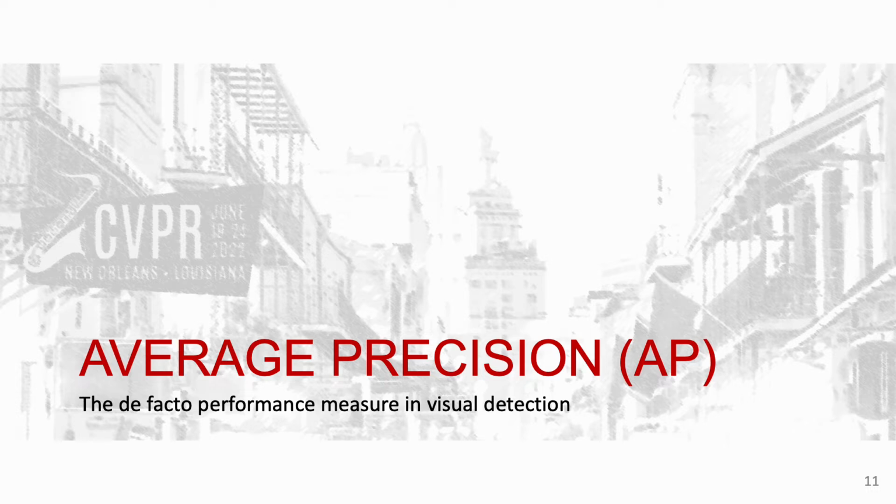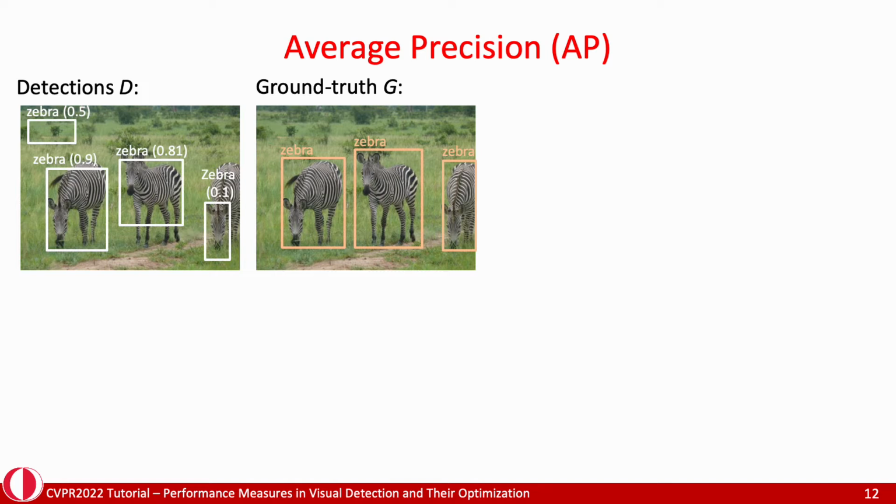We will start with average precision, or AP for short, because this is the de facto performance measure, the most widely used performance measure in visual detection. Suppose we are given a set of detections and a set of ground truth annotations on a number of images. Here we will illustrate the computation of AP over just a single image, just for simplicity.